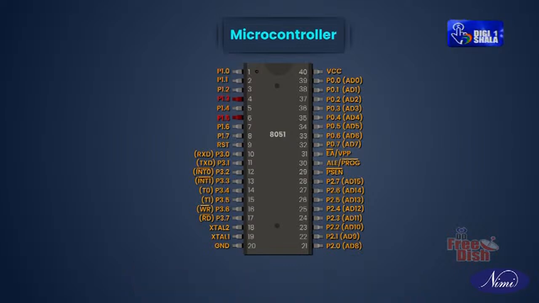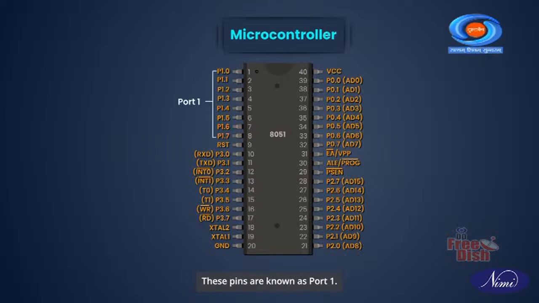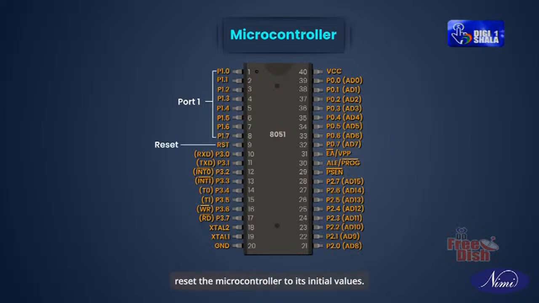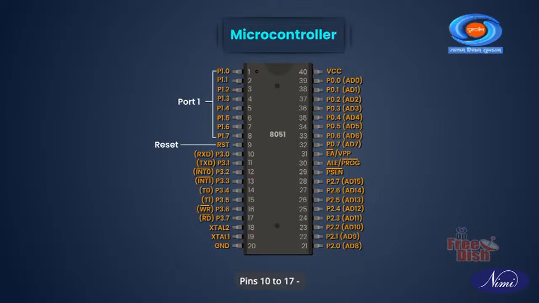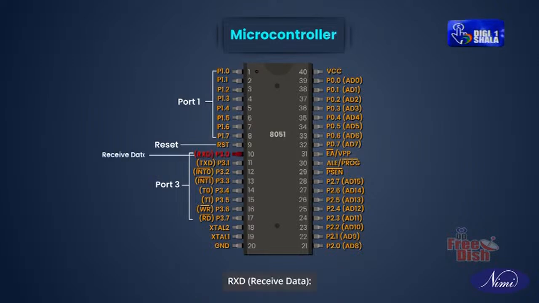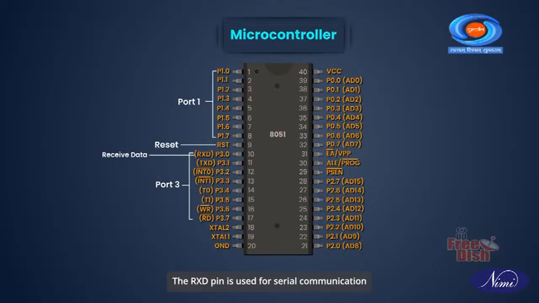Pins 1 to 8. These pins are known as port 1. They serve as an input or output port. Pin 9. It is a reset pin which is used to reset the microcontroller to its initial values. Pins 10 to 17. These pins are known as port 3. RxD pin or receive data. Function. The RxD pin is used for serial communication to receive data from an external device.